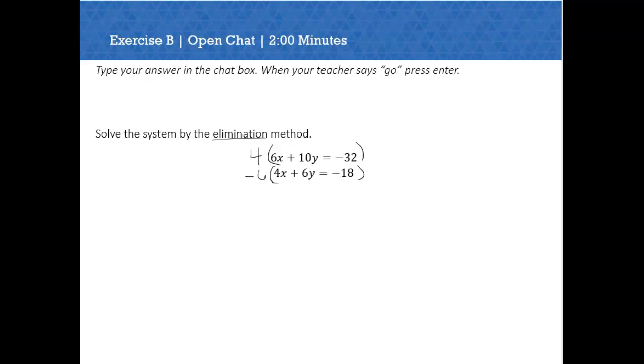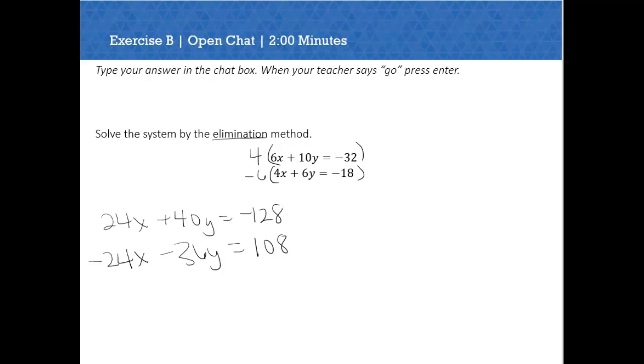So 4 times 6x, 24x, 4 times 10y, 40y, 4 times negative 32, mercy. That needs a calculator. 4 times negative 32 is negative 128. We do the bottom. Negative 6 times 4x is negative 24x. See what I did there? They're going to cancel. Negative 6 times 6y is negative 36y, and negative 6 times negative 18 is positive 108. So even though the numbers got big, it'll work out.